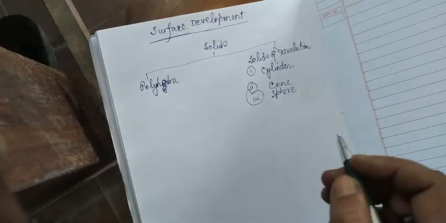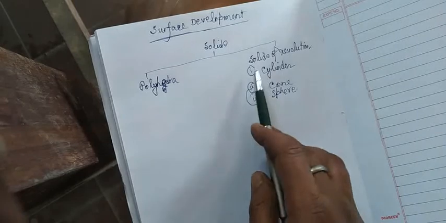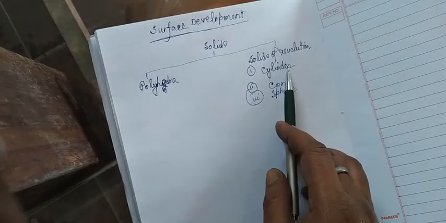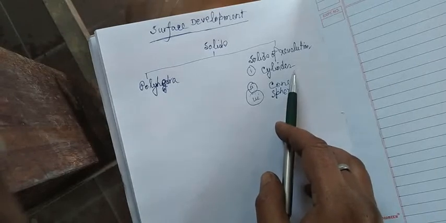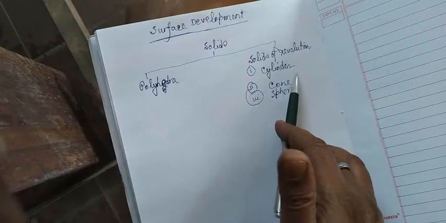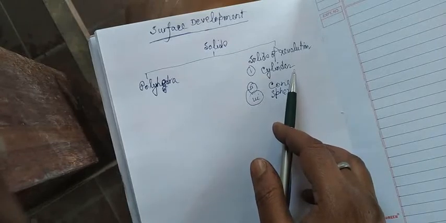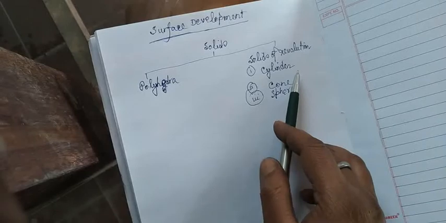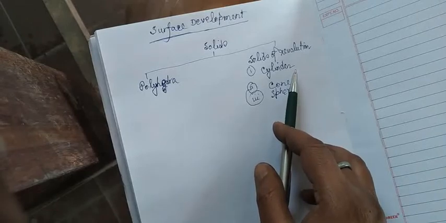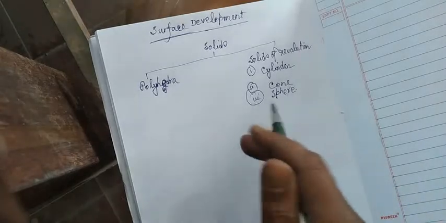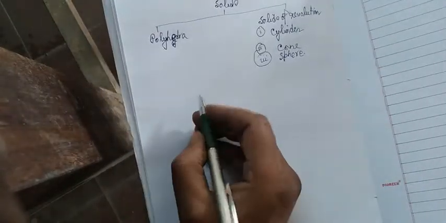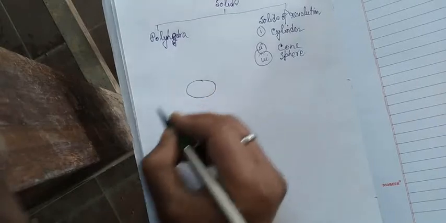Now, how can we get a solid of revolution? Solids of revolution are obtained by revolving a regular polygon about an edge which remains fixed. If we revolve a regular polygon keeping one edge fixed, then suppose this is a cylinder.